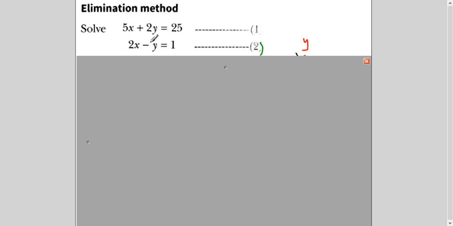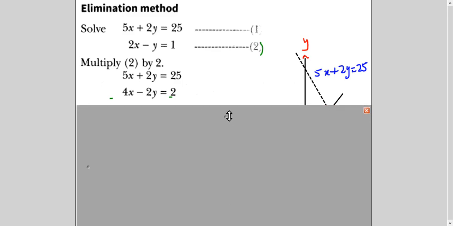So I need 2 here. So I'll multiply this whole equation by 2. This equation is as it is. And when you multiply this equation by 2, it will become 4x minus 2y equals 2. Minus 1 multiplied by 2 is minus 2, and 1 multiplied by 2 is 2. Now you can see the coefficients of y are the same. Because they have opposite signs, we will add the equations.